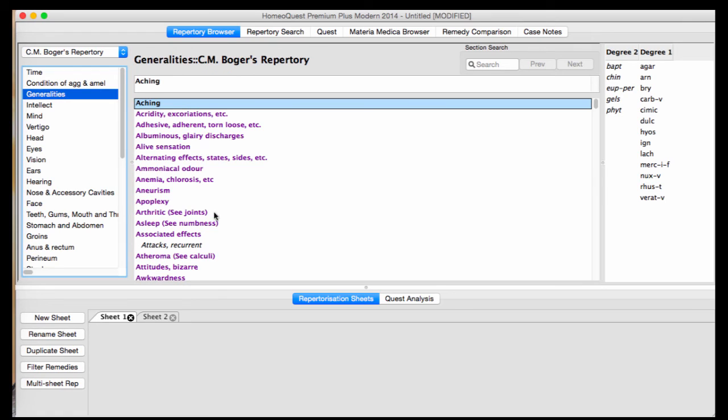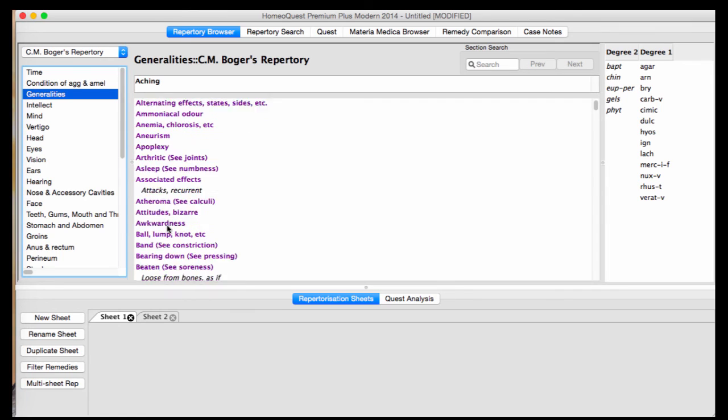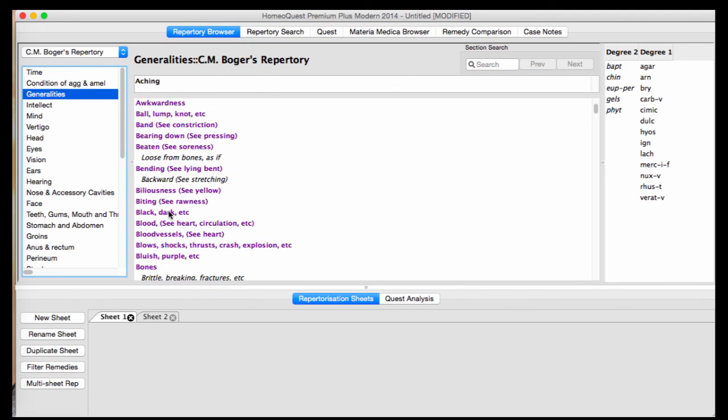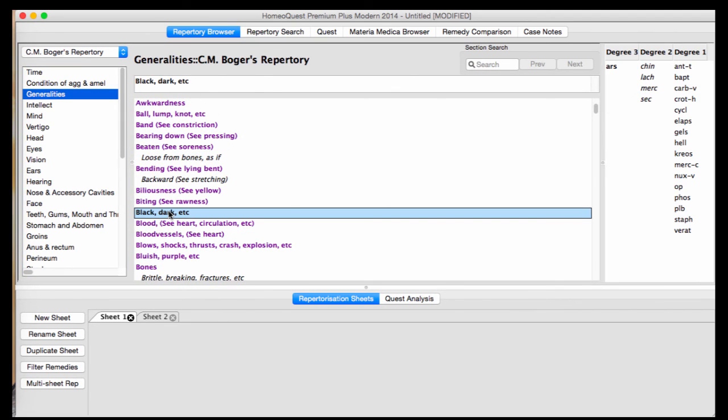If you go to the generalities chapter, you will find some beautiful pathological generals and physical generals, right? But these are not just physical generals, they are mind, body, and soul generals. So say, for example, if I was looking at black, this is a rubric that is so expansive. It goes right from darkness of the mind and black depression to the blackness of the skin, the pigmentation. It could be black nails, it could be black lesions, it could be black hemorrhoids.